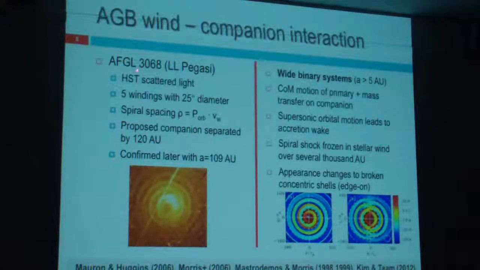It is still the first, and it's still the best known example for this, AFGL 3068. It is HST scattered light, and you see 5 windings with a diameter of 25 arc seconds. With this separation of the windings, you can actually get the orbital period of the companion and the separation of the companion. And the author didn't know that this is a binary star back then, and proposed that it's 120 AU away from the primary. It was later confirmed that it's actually 109 AU, so it's quite a good prediction.